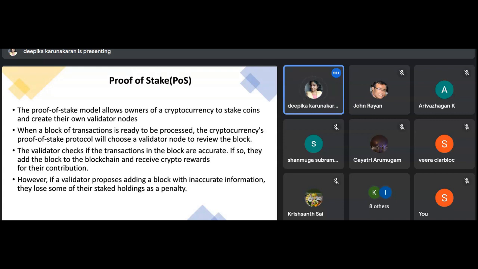But if a validator proposed a falsified block or inaccurate information, they will lose some of their staked holdings as a penalty. So these are the consensus mechanisms.